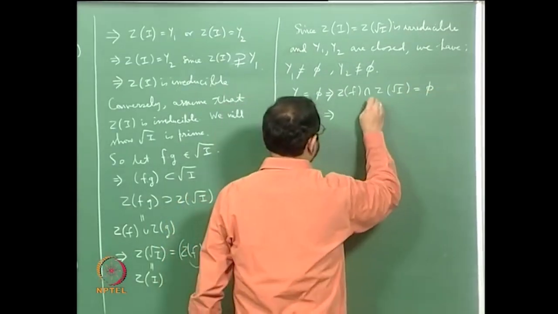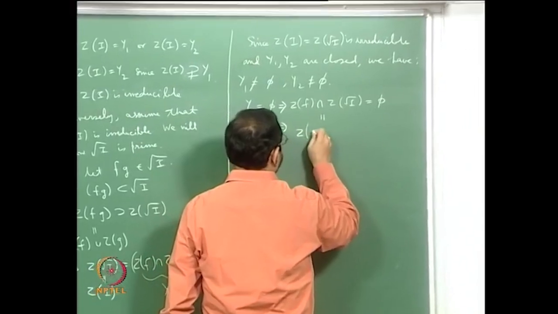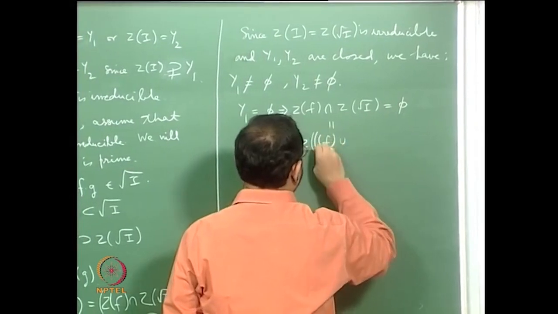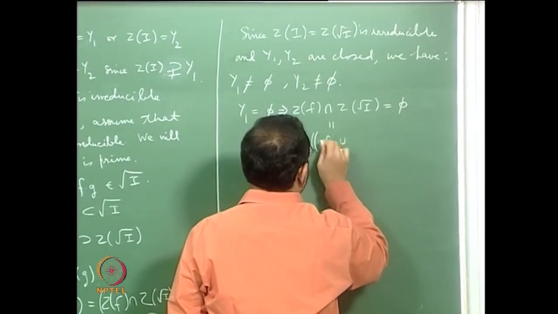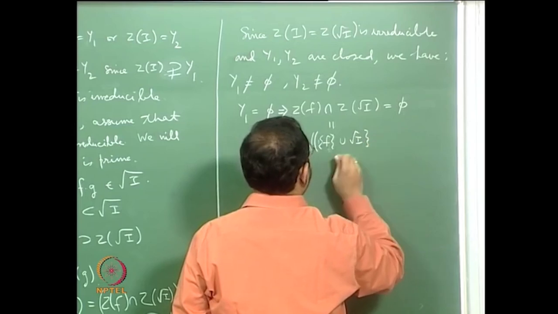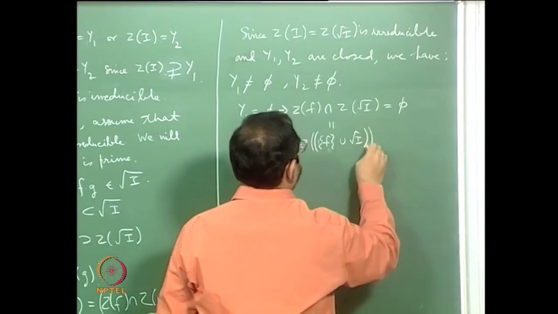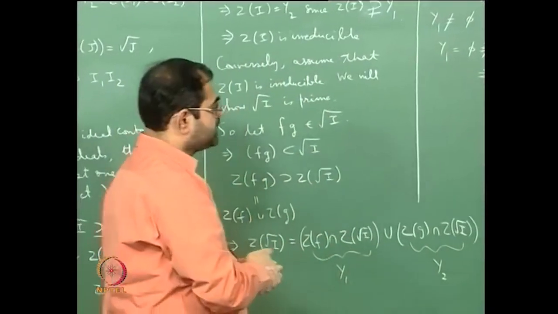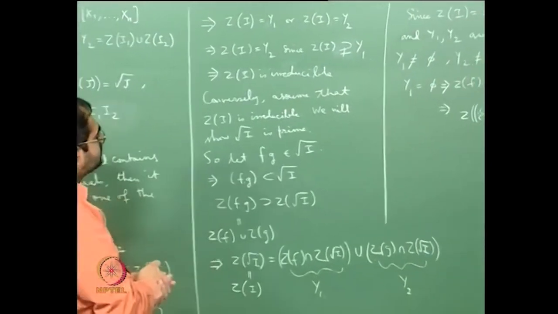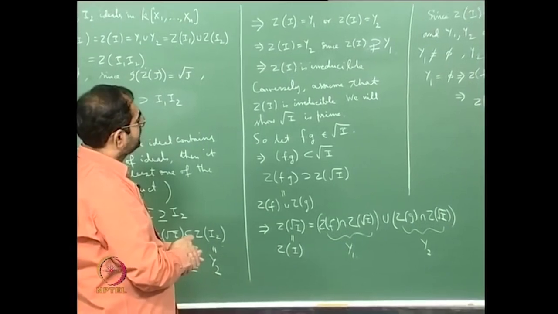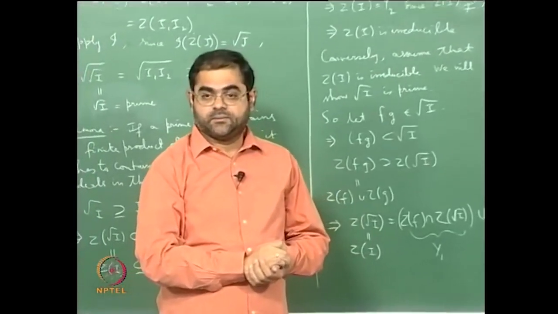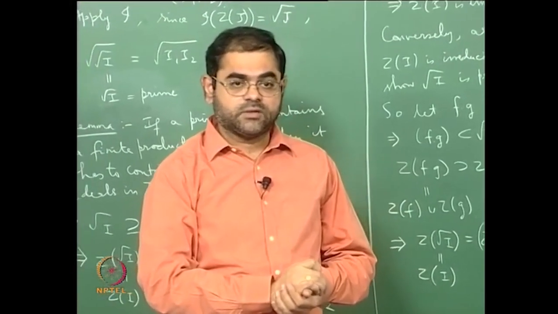Well, this intersection is supposed to be Z of f union Z of the ideal generated by f union rad I. Right, this is what it is supposed to be by definition, because how do you show that closed sets form a topology, how do you show algebraic sets form a topology?